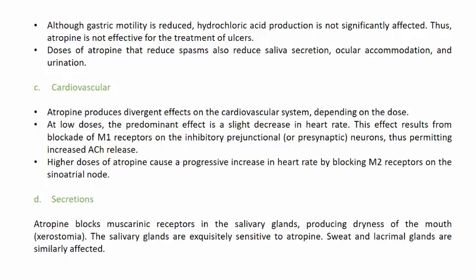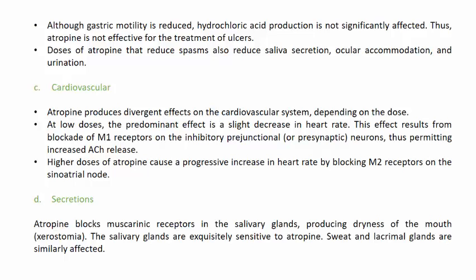Doses of atropine that reduce spasm also reduce saliva secretion, ocular accommodation and urination. يعني هذه الجرعة أيضا بالإضافة إلى أنها تقلل الـ spasm ممكن أن تؤثر على الـ other functions اللي هي مثال عليها saliva secretion, ocular accommodation and urination. So the effect of atropine on the cardiovascular system.